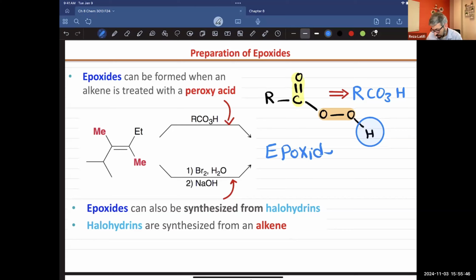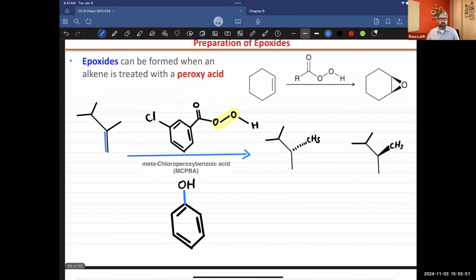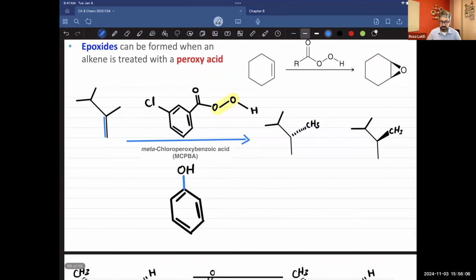Okay, I want to practice these 2 methods one by one. The first method is going to be by using peroxy acid. So I have metachloroperoxybenzoic acid, and the abbreviation for it is MCPBA. Now, what's the purpose of the M here?